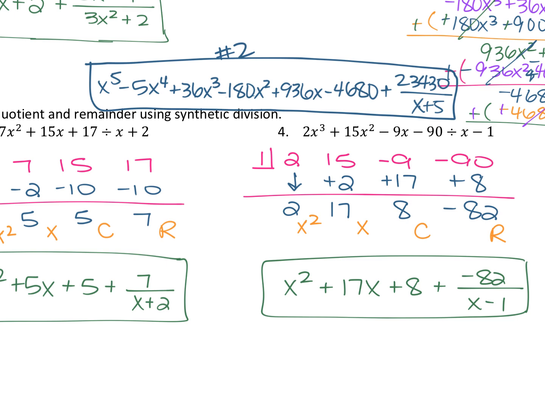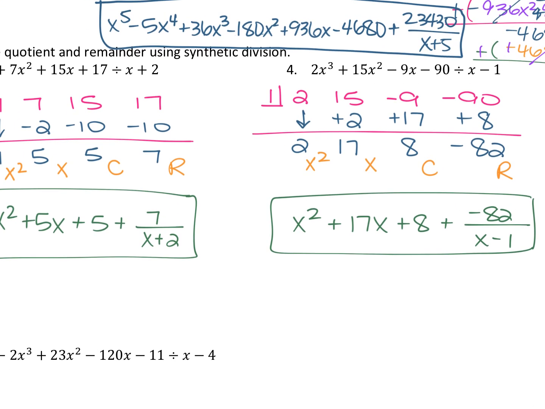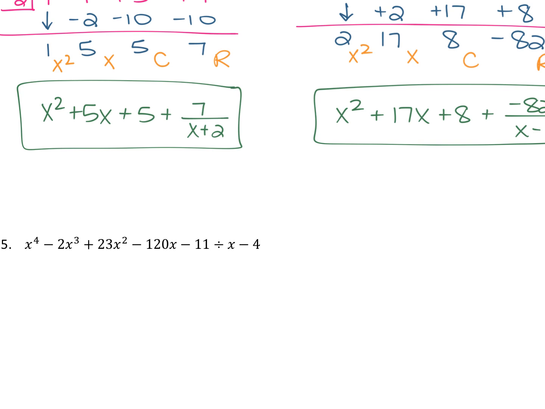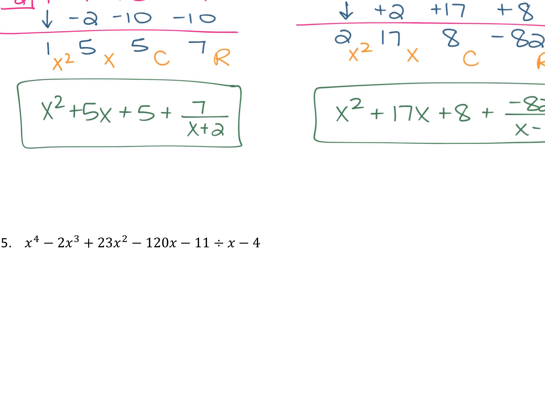It's totally up to you. It means the same exact thing. For number 5, you have x to the 4th power minus 2x cubed plus 23x squared minus 120x minus 11 divided by x minus 4. Set the x minus 4 equal to 0 and solve. You get that x is equal to 4. So that 4 goes on the outside. On the inside, you're going to have 1, negative 2, 23, negative 120, and negative 11.